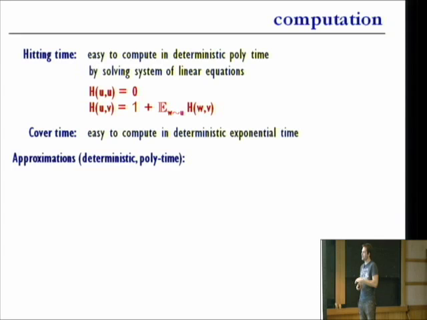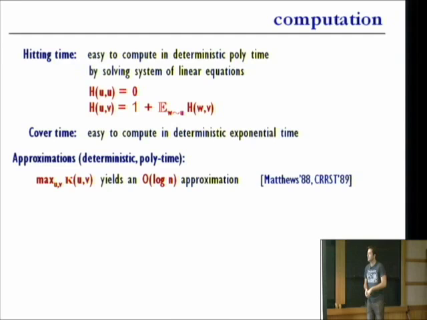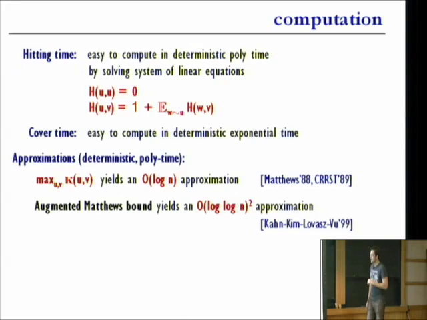So let me just mention a sequence of results. There was a log n approximation that follows from work of Matthews. In this really beautiful work of Kahn, Kim, Lovász, and Vu, it was shown how you can do something really beautiful using Matthews' bound to get actually a (log n)^2 approximation to this quantity. So it's a deterministic algorithm that runs in polynomial time and outputs a value which is within (log n)^2 of the cover time of the graph.